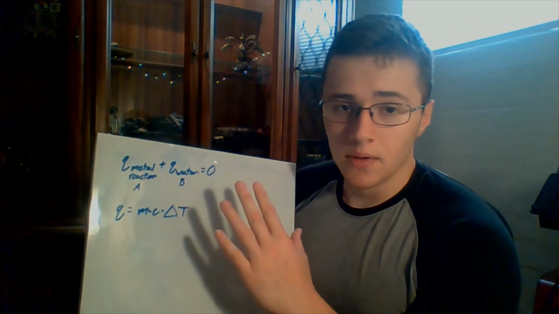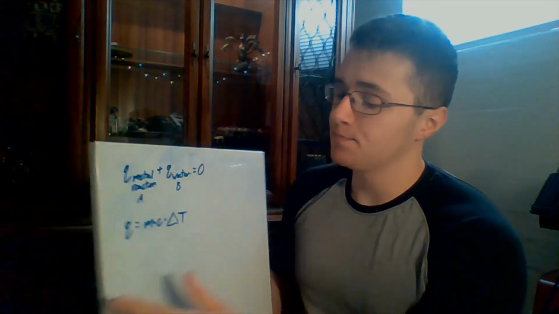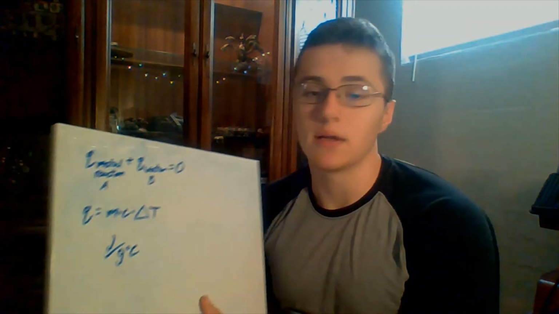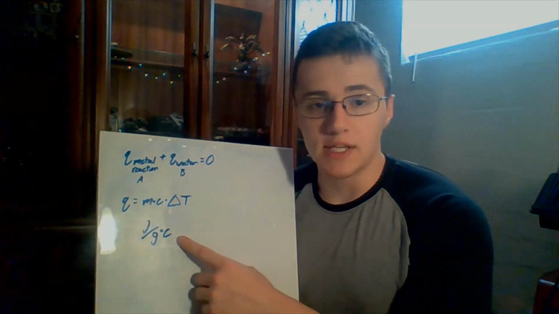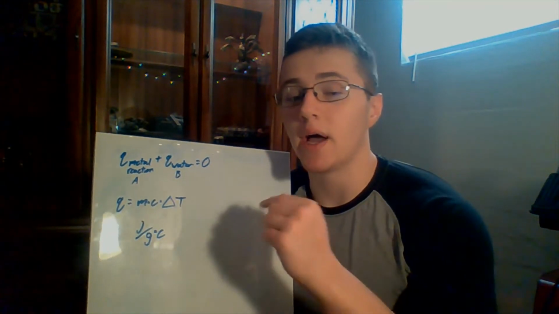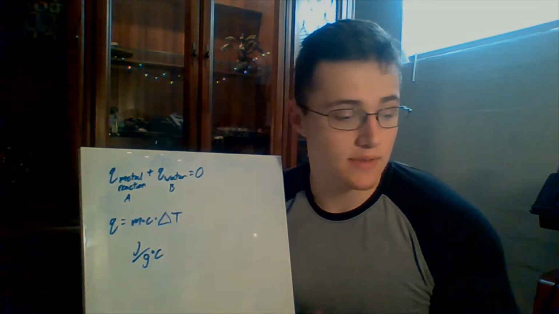So, let's break down our C value. Our C value, being our specific heat, is going to have a very particular set of units at the end. For this one, I'm going to use degrees C, just to give the idea that when you're doing the addition and subtraction, you're using degrees C. My unit for C is going to be joules divided by grams times degrees Celsius.